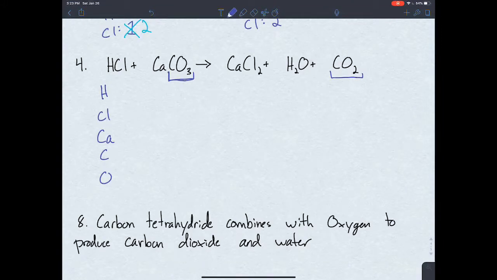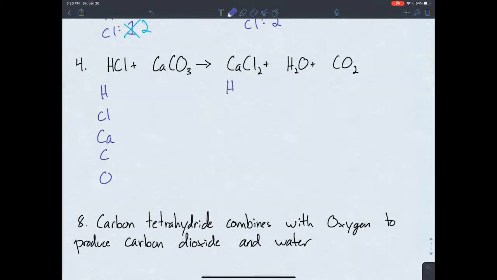I see a polyatomic here, it's carbonate, CO3. But over on this side, I don't have CO3, I have CO2, which is carbonite. So an oxygen went somewhere else, and I can't treat CO3 as a single polyatomic. I have to split it up into its component parts, which are carbon and oxygen.